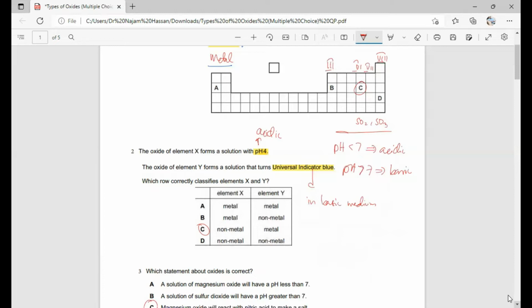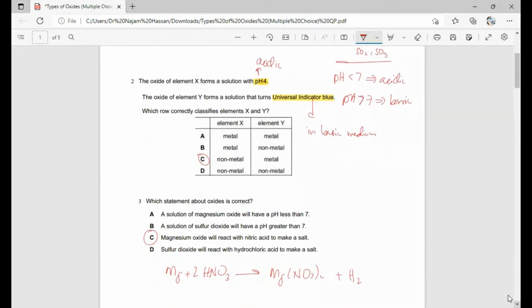is a base. So the element X should be a non-metal because it forms acidic oxide, and element Y should be a metal, it forms basic oxide. So the answer is C. Now in question number 3, which statement about oxides is correct? So remember that a solution of magnesium oxide will have a pH less than 7.